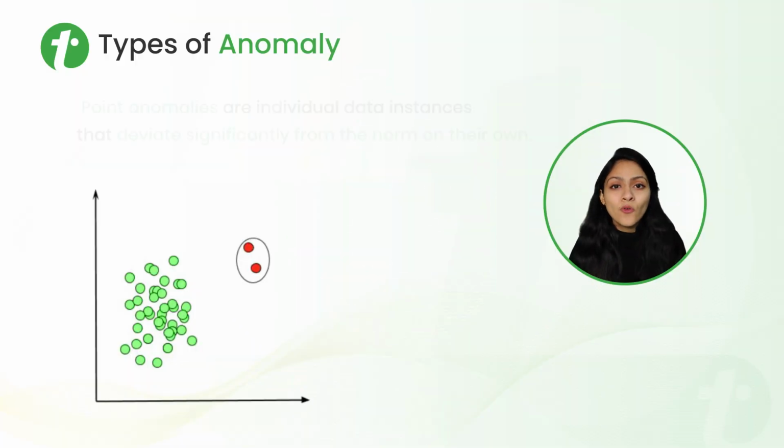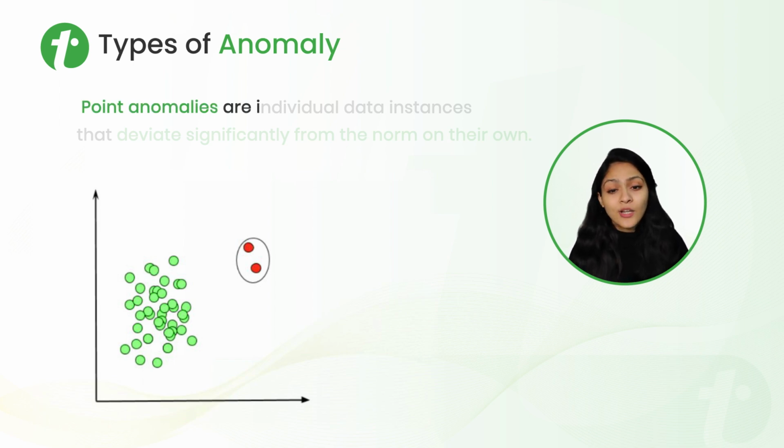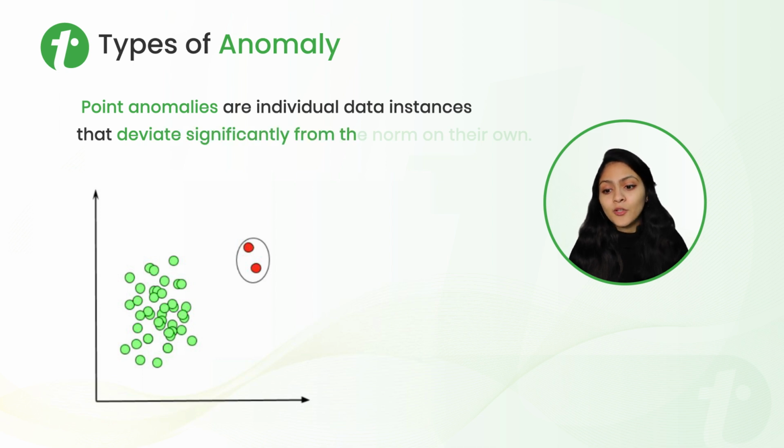Now next, let's move to the types of anomaly. The first type is point anomalies. Point anomalies are individual data instances that deviate significantly from the norm on their own. Let's understand this with this graph. Here are only 2 points that are outliers or anomalies. That means they are deviating from the normal behavior of the dataset. So this is an example of point anomalies.